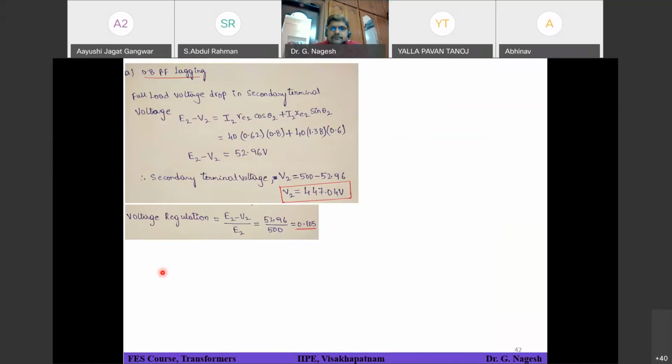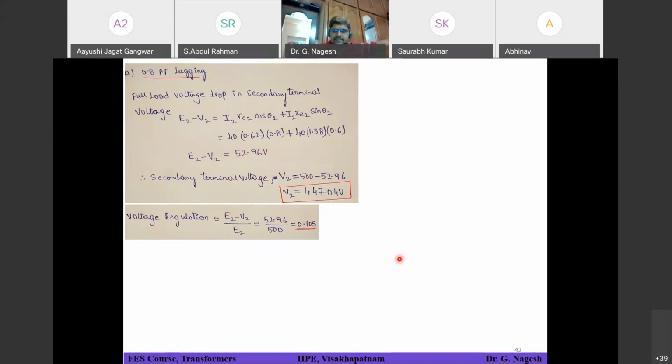For voltage regulation 0.026. What is the difference between E2 and V2 here? This value. That means simply place a minus sign here and calculate what that is. Sir, it will come out to be minus 13.2 volts. How much? Minus 13.3 volts. So that means the difference between these two is some negative value.